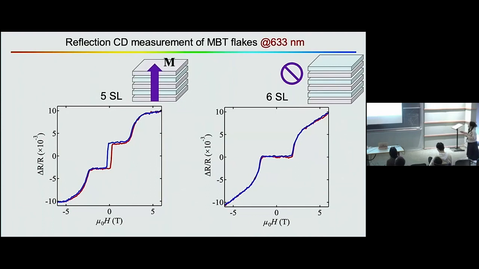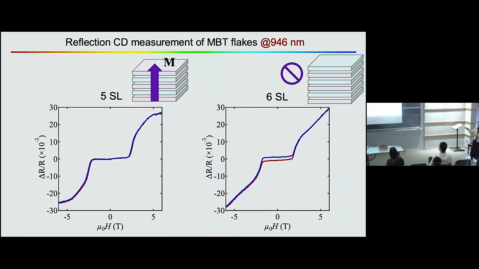First, I show the excitation with the red laser. You see the 5-layer has CD and hysteresis, but the 6-layer does not have CD. It's basically 0 at B equals 0. This is consistent with the previous slide. But things change if I use the near-infrared laser here. For the 5-layer, we do not have CD. And for the 6-layer, instead, we have the CD with hysteresis.